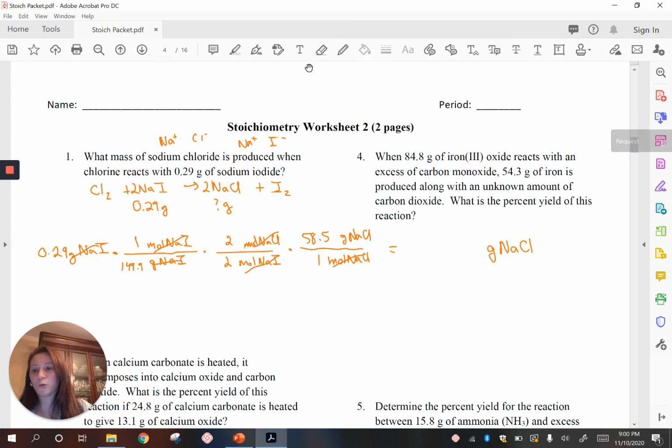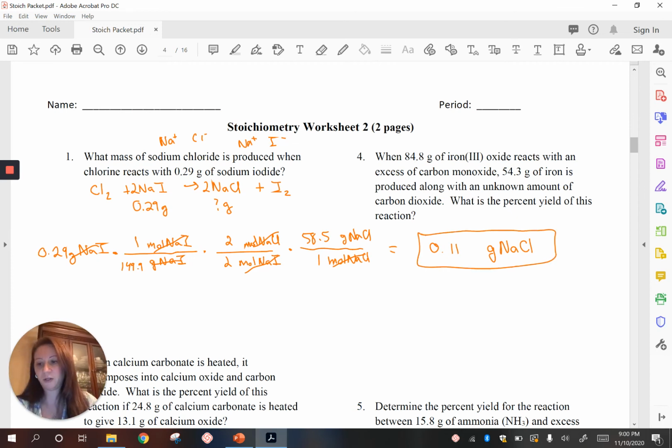So in your calculator, you're going to do 0.29 times 2 times 58.5 divided by 149.9 divided by 2. All that together with 2 sig figs gives you 0.11 grams of NaCl, and that's your final answer. So in general, with stoic problems, what you want to do is find the moles of the substance you have information about, which in this case is the NaI. So this step was to find moles of the substance you have information about. Then you go to moles of the substance you're interested in, so that's this step. And then finally you answer the question, whatever it is, if it's grams or volume or whatever, which is this step right here.